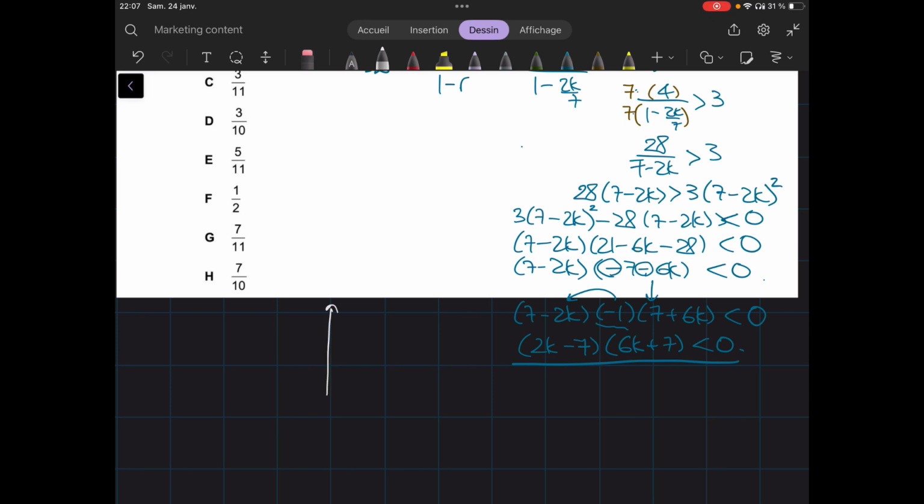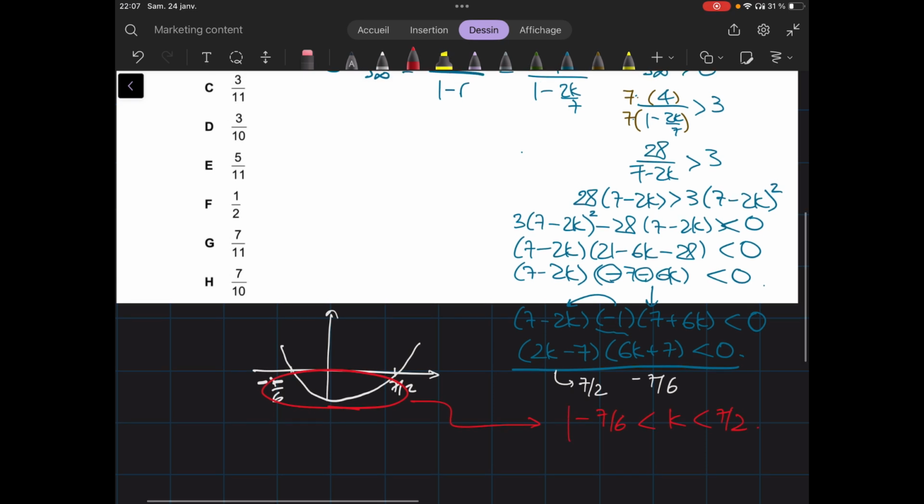By now, you should know how to solve a quadratic inequality. The roots of the quadratic are 7 by 2 and negative 7 by 6. Your sketch need not be accurate. The parts that you're truly interested in are the values for which this is true. So this is true when k is between negative 7 by 6 and 7 by 2.